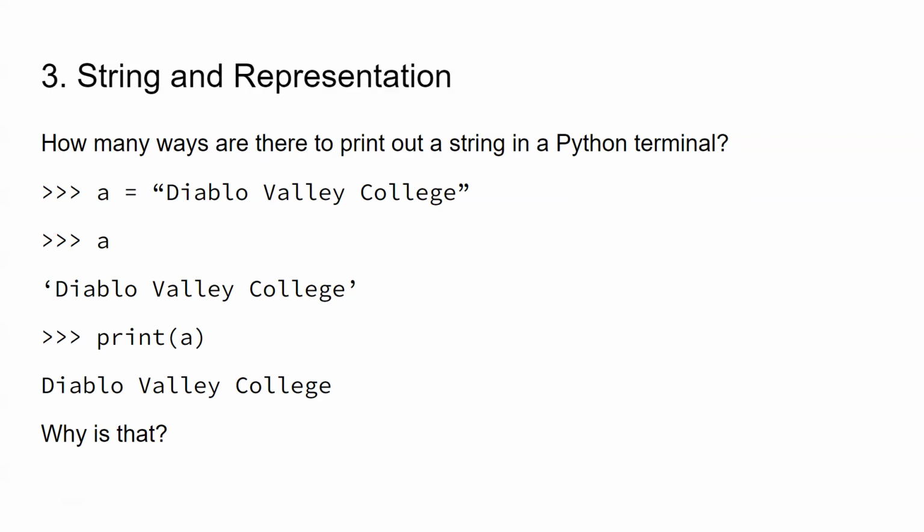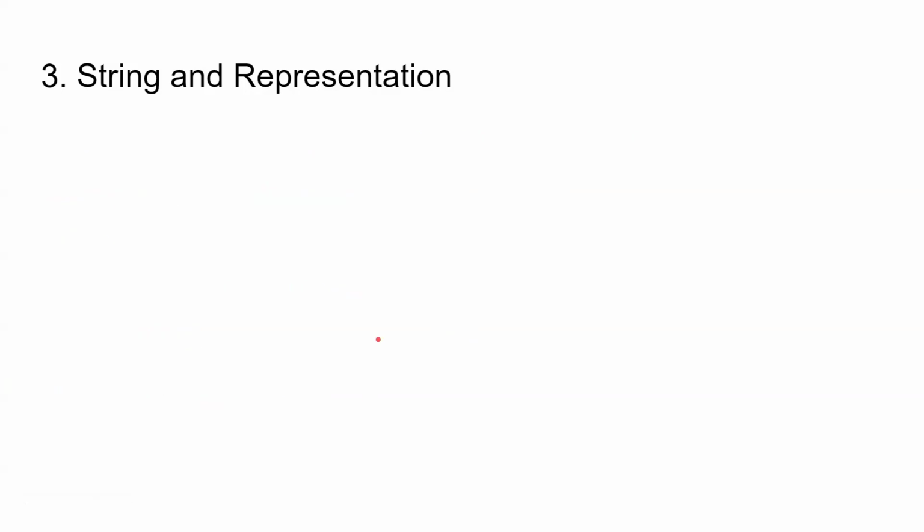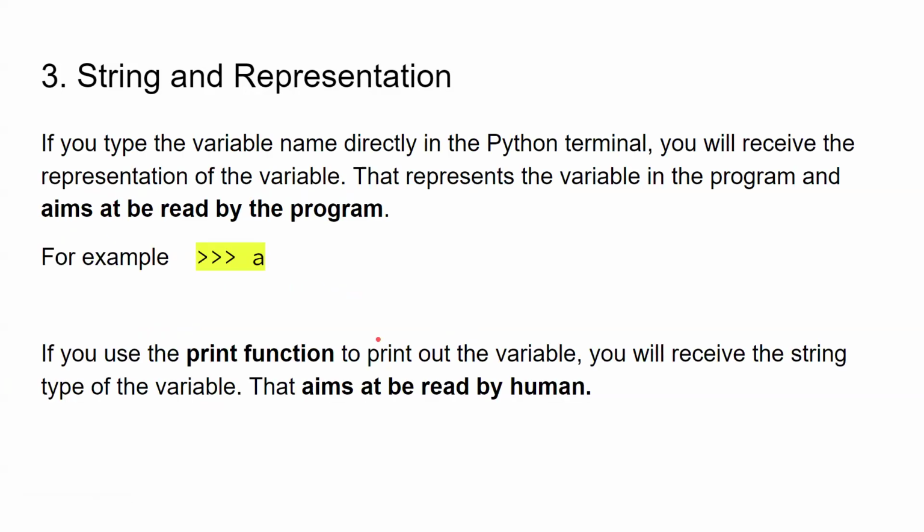So once you are going to use this, you have all the attributes for the program to understand: you can do this, you can do that. But for print, we only read that, and we only care about the name. We don't care about what data type it is. So for humans, the print function gives you the string, which is readable by humans, and the representation is readable by the program.